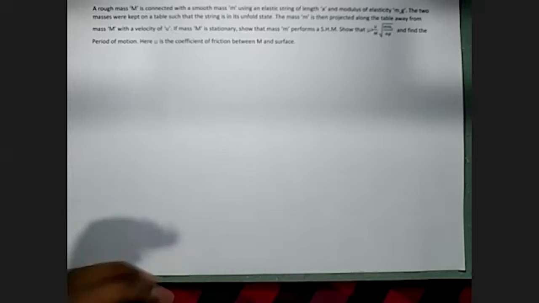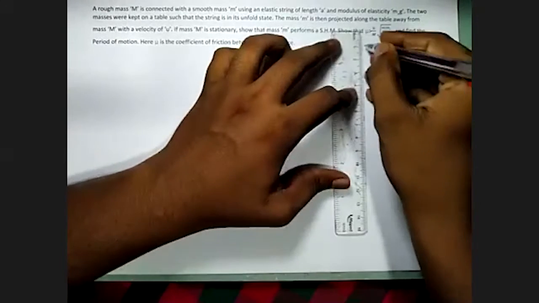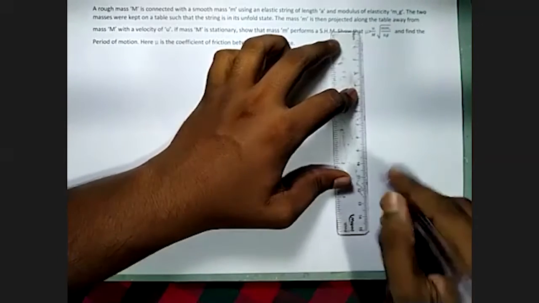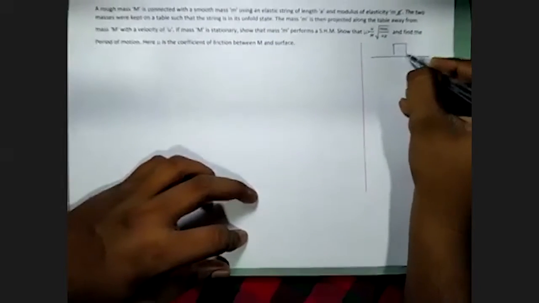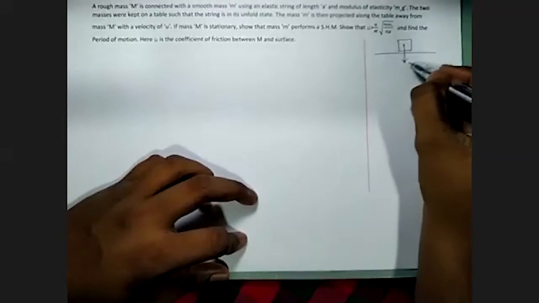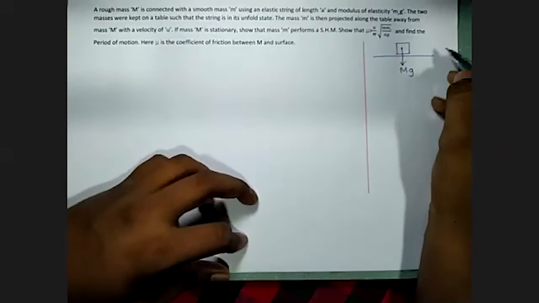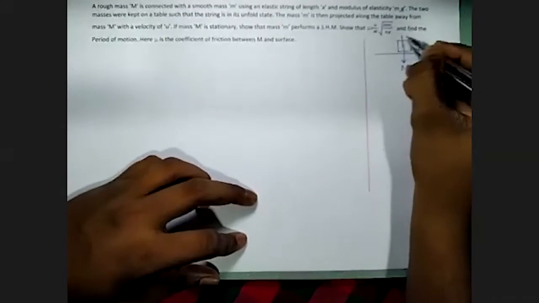So before starting the simple harmonic motion problem, I want to discuss friction with you. What is friction and what are the important things you should know in friction? There are two things you should know in friction. Let's say we have a rough surface and the mass capital M placed on this rough surface. Then its weight is capital Mg.